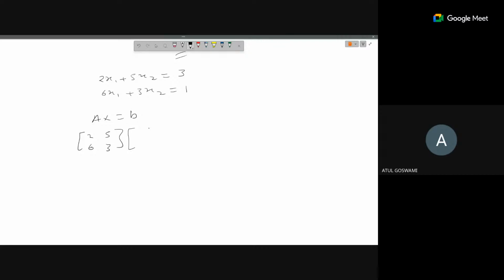And this is A, and x is x1, x2, two variables. b is 3 and 1. We are asked to find the solution for this using Gaussian elimination. So what are the possibilities? No solution, infinite solution, and unique solution.